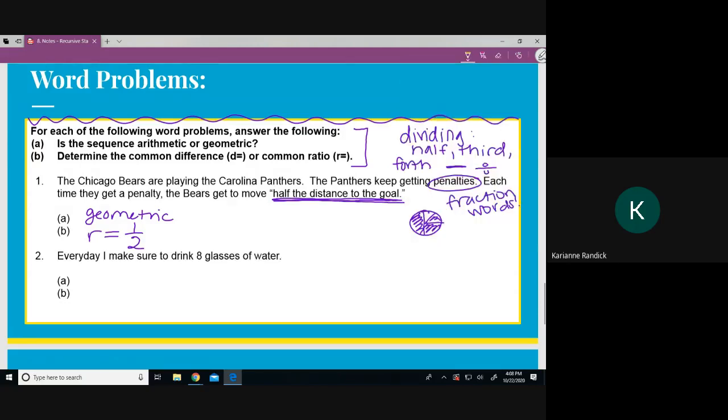Then I take a look at my next one. It says every day I make sure to drink 8 glasses of water. So I think, every day I'm drinking more and more, 8 glasses. I'm going to think, is this going to be addition or is it multiplication? Think about it. You can kind of give yourself a thought. Day 1, day 2, day 3, day 4.